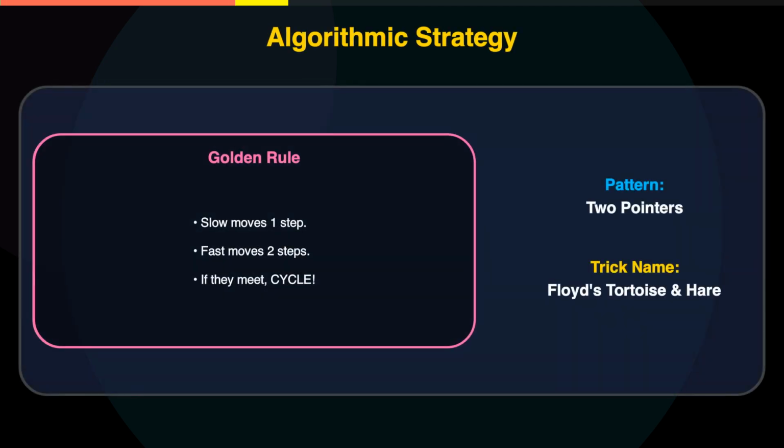Our golden rule is simple: we use two pointers. The slow pointer moves one step at a time, while the fast pointer moves two steps at a time. If there is a cycle, the fast runner will eventually lap the slow runner and they will meet at the same node. If the fast pointer reaches the end of the list, we know there is no cycle.